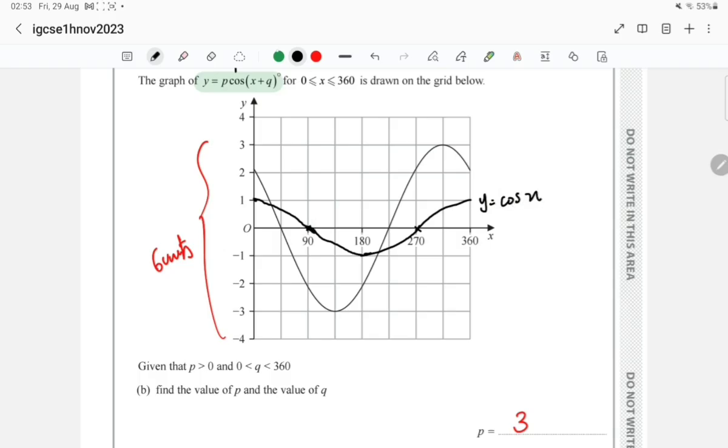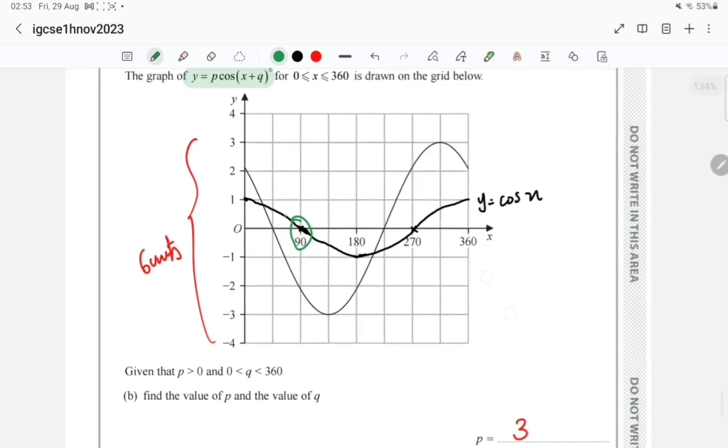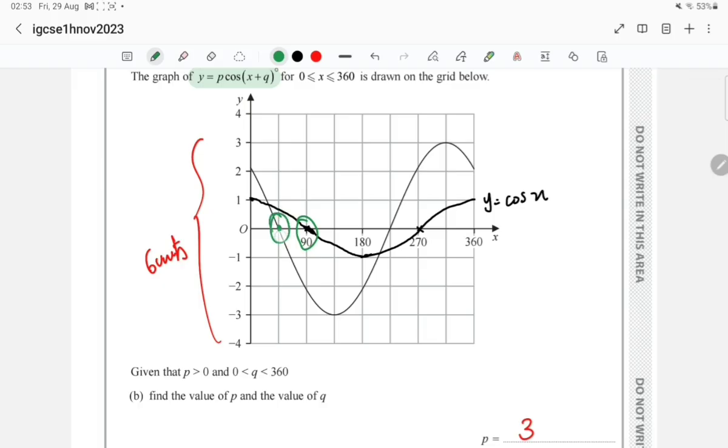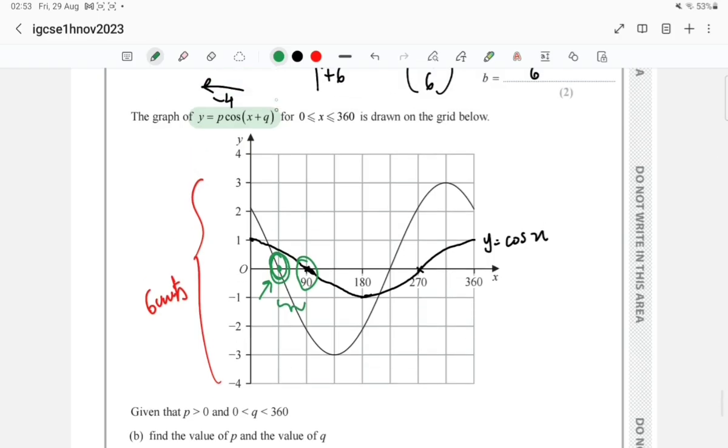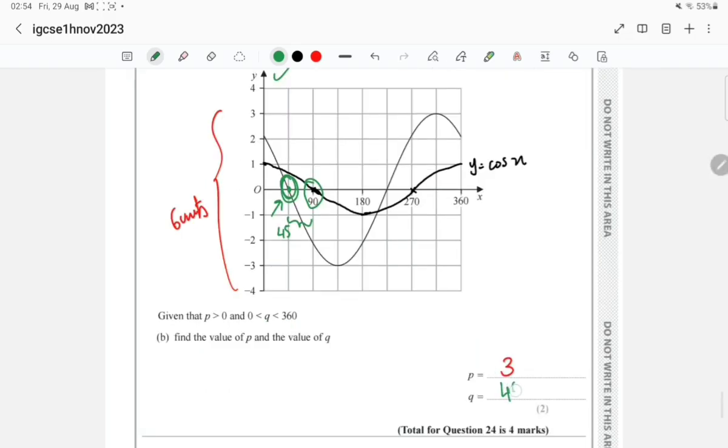Now let's see over here where it crosses the x-axis. The graph crosses the x-axis at 90. But here I can see that the graph which is given to me crosses the x-axis at this point. So what is the difference here? Remember we said that whenever we have something which is being added inside the function, we either move right or left. Here, since I'm moving to the left to get this curve which is given to me, it means that it would be plus this difference. So here is 90, this would be 45, right? So the difference here would be 90 minus 45, which is 45. The q would be 45 degrees.